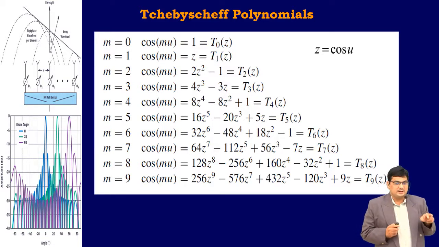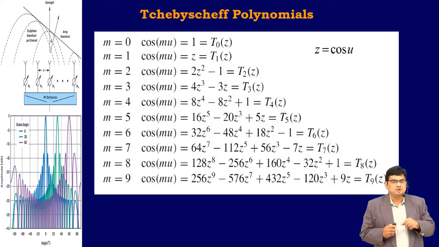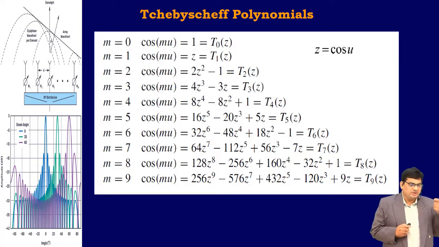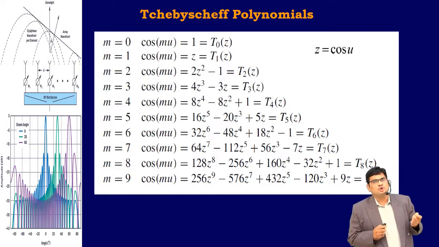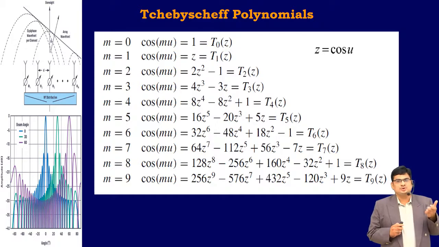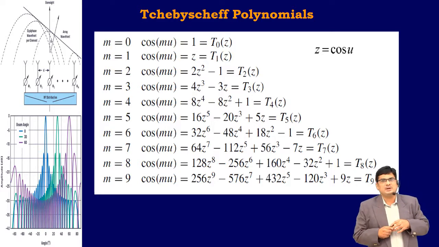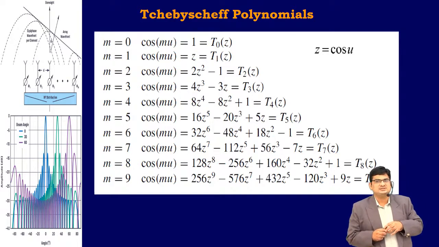Next, for m equal to 1, it becomes cos u, and cos u means z. That means T1 of z is equal to z. If we go for m equal to 2, cos of 2u is equal to 2 cos square u minus 1. Substituting the values, the third polynomial is T2 of z equal to 2z square minus 1.